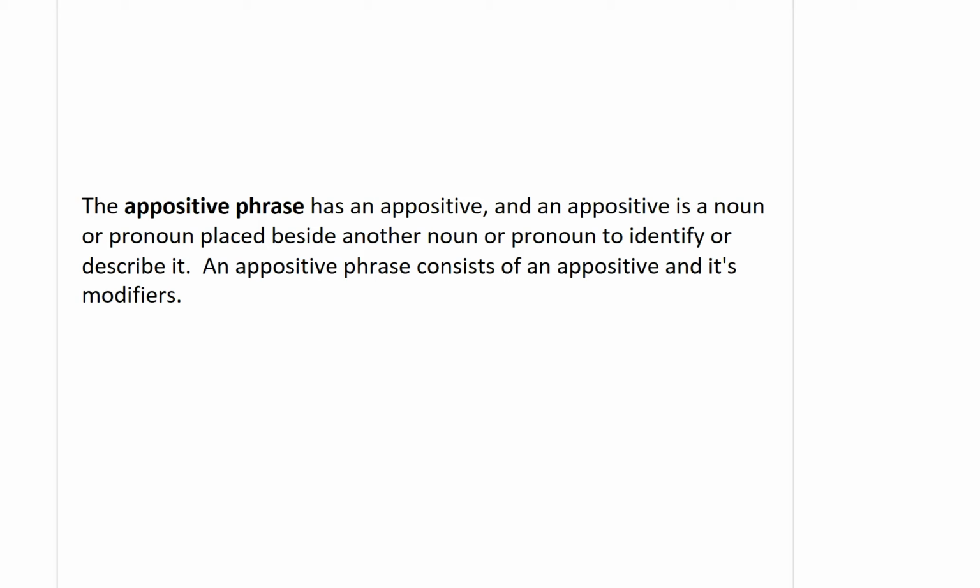And finally, we have the appositive phrase. And this is a bit simpler. There are no subcategories. The appositive phrase has an appositive. And an appositive is a noun or pronoun placed beside another noun or pronoun to identify or describe it. An appositive phrase consists of an appositive and its modifiers.